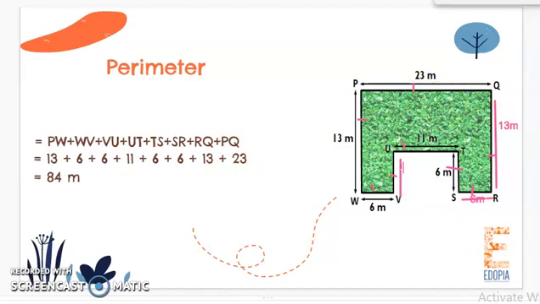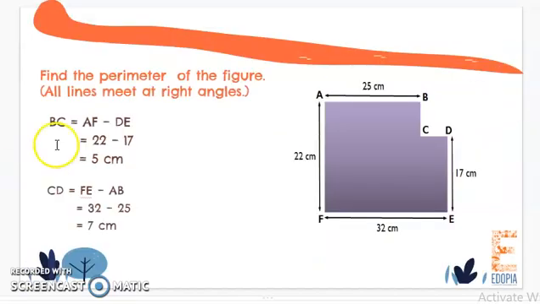Moving on to my next example. Find the perimeter of the figure. Now we have this composite figure. To find the perimeter, we will start from step number 1. The first step is to find how many sides it has. 1, 2, 3, 4, 5, 6.